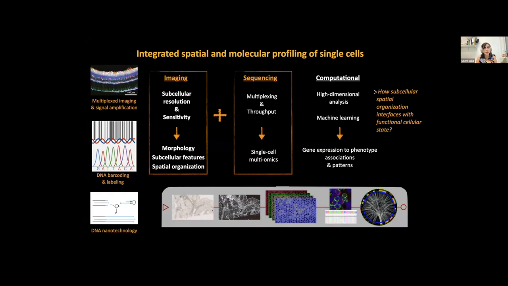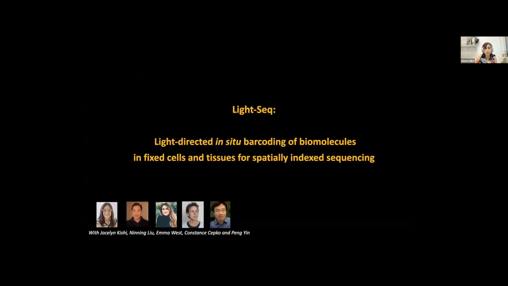Of course, this is a little tricky, and there have been a lot of technical limitations. So our newest approach is trying to tackle this challenge, where we are using light-directed in situ barcoding of biomolecules in fixed cells and tissues for spatial index sequencing. And this is the work that I did at the end of my postdoc, and it has very big contributions from a lot of members of Peng Yin's group and Kostas Sapkos's group, particularly Jocelyn Kishi, Ninning Liu, and Emma West.